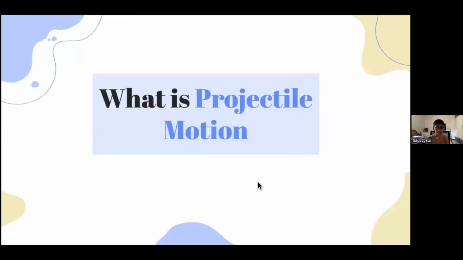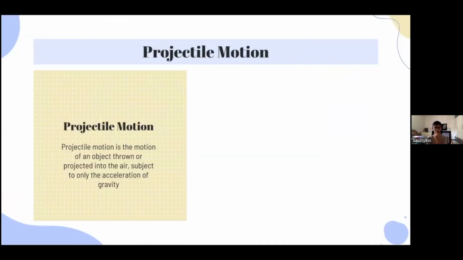Well, let's get started. Now I'll be answering the question which I posed earlier. What is projectile motion? Projectile motion is the motion of an object when thrown into the air. A fact about projectile motion is that it's only subject to gravity and nothing else. This means that other than the initial force which you apply, there's nothing else acting on it except gravity.